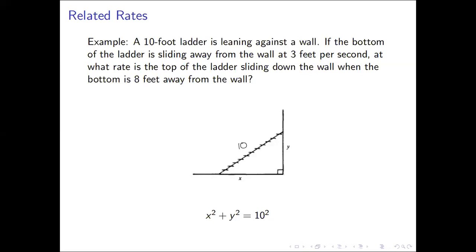And based on the diagram there are only two variables, x and y. Y represents the distance up from the ground, and x the distance of the bottom or the foot of the ladder from the wall. And by the Pythagorean theorem, you can easily find the relation between the two variables. X squared plus y squared equals 100, which we have here.